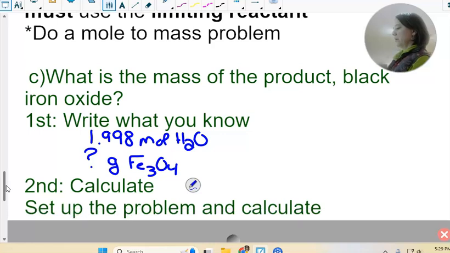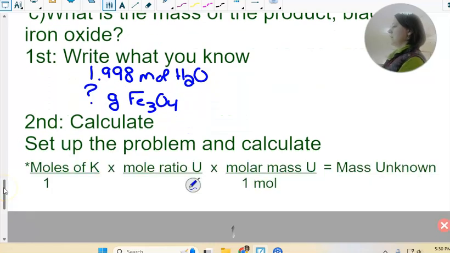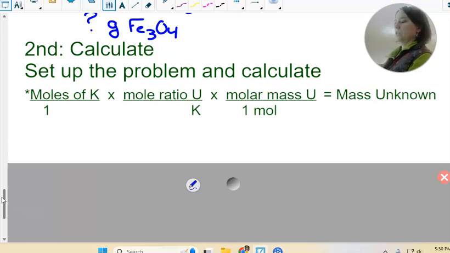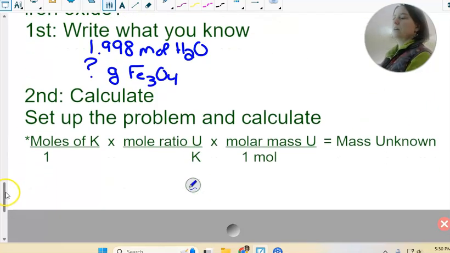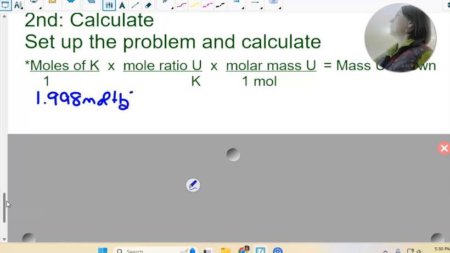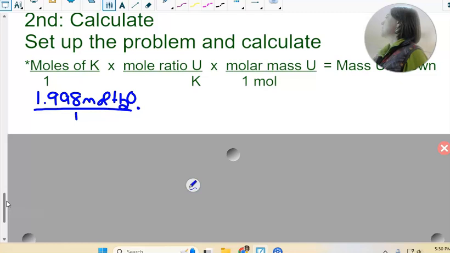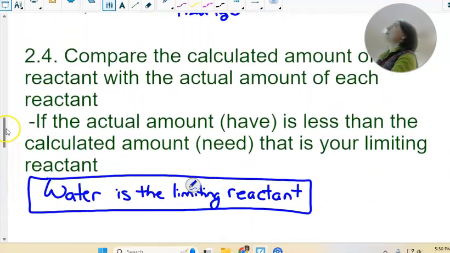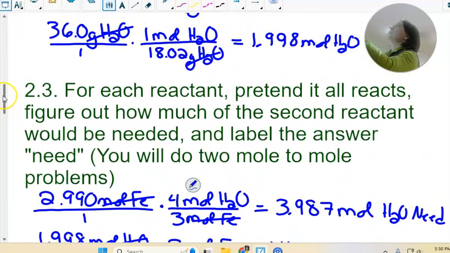Okay, then we're going to set up the problem and calculate the moles of our known, which is 1.998 moles of water, our limiting reagent, times our mole ratio. Well, moles of water are going to have to go on the bottom, so let's go back to our balanced chemical equation, which is actually all the way up here still.